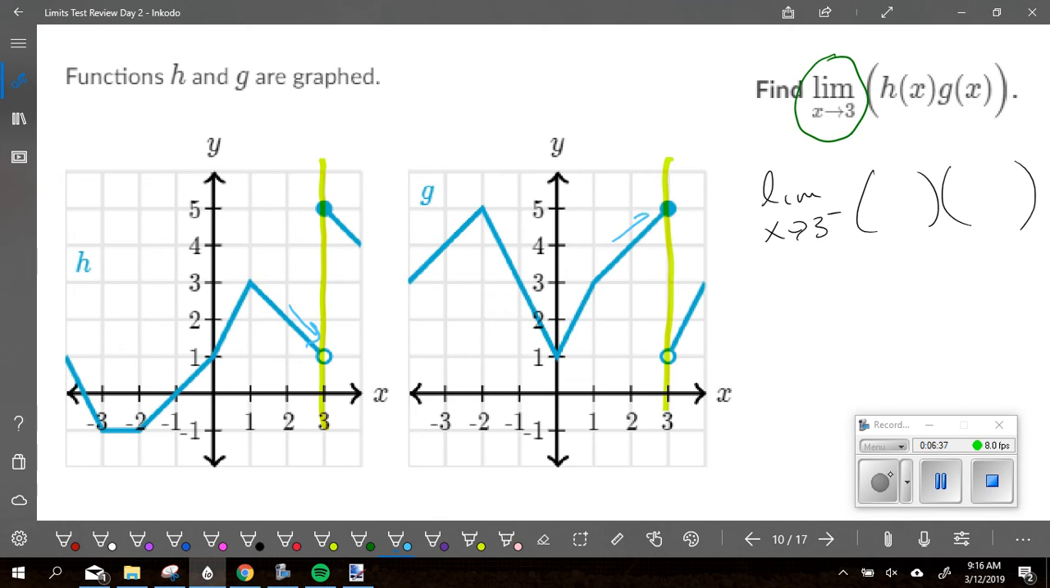And so we followed this path. Here, that's 1, that's 5. It's 1 times 5, that gets me 5. Once I find that, then I'm going to find the limit as x approaches 3 from the right. 3 from the right, I'm getting closer and closer to 5 on that one, and 1 on that one, so 5 times 1. That also gets me 5. If both limits are equal to each other, then the limit exists. The limit is 5.